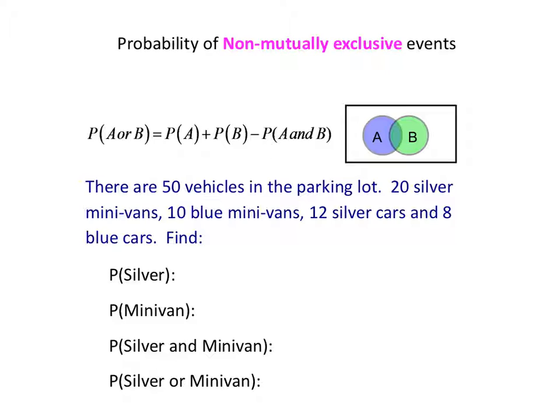All right, the first example, there are 50 vehicles in the parking lot. 20 silver minivans, 10 blue minivans, 12 silver cars, and 8 blue cars. We need to find the probability of the following events. Let's first take a look at what a Venn diagram of this would look like. So I'm going to draw one below.